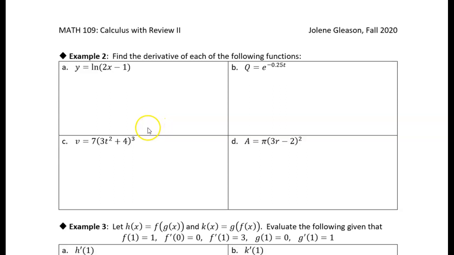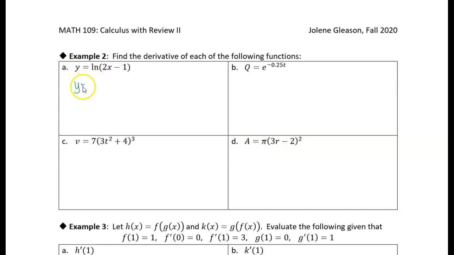All right, in this example, we're going to get down to business and actually take the derivatives. These are actually the same exact functions we just looked at in example one. In example one, we just broke them apart. We just identified the outside function and the inside function. Now we're going to actually take the derivative.